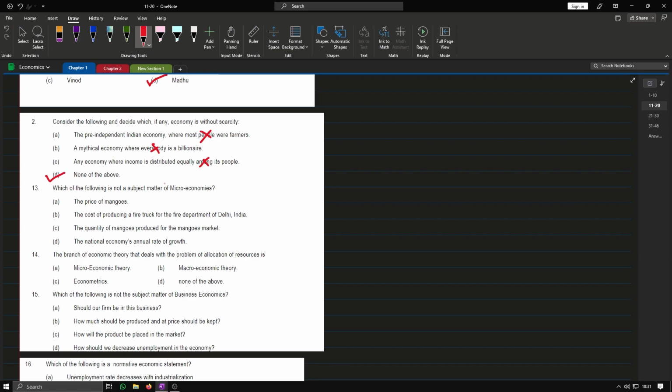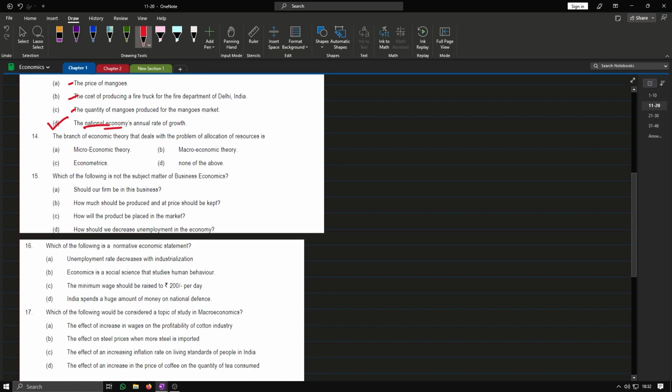Which of the following is not a subject matter of microeconomics? The price of mangoes, the cost of producing a fire truck for the fire department of Delhi, India, the quantity of mangoes produced for the mangoes market, D, the national economy's annual rate of growth. So which is not microeconomics? This is micro, this is also micro, and this is micro. So annual growth, national economy is macro. So it's option D.